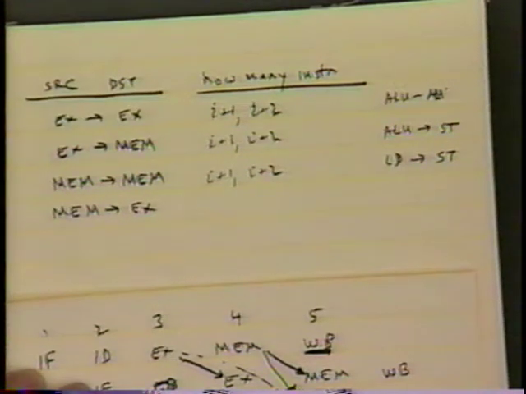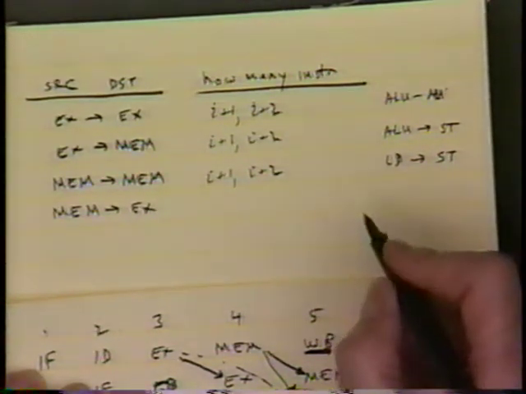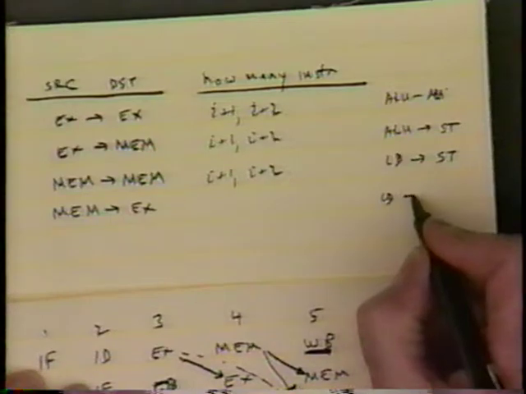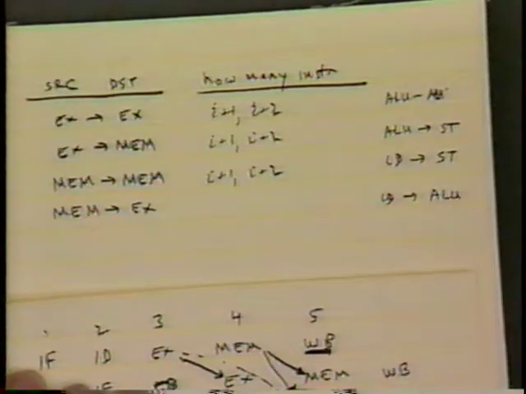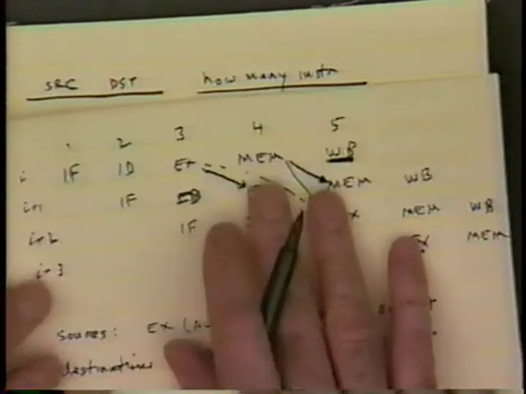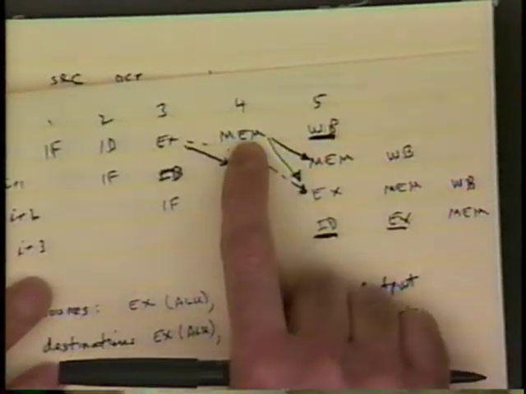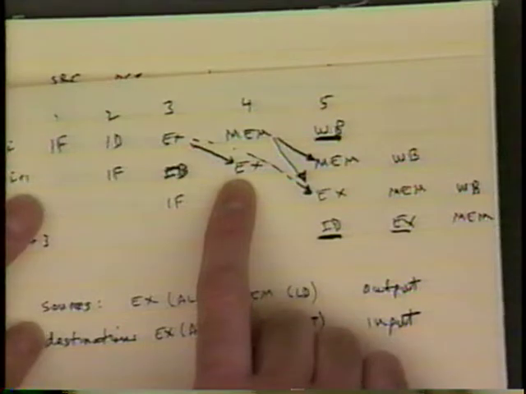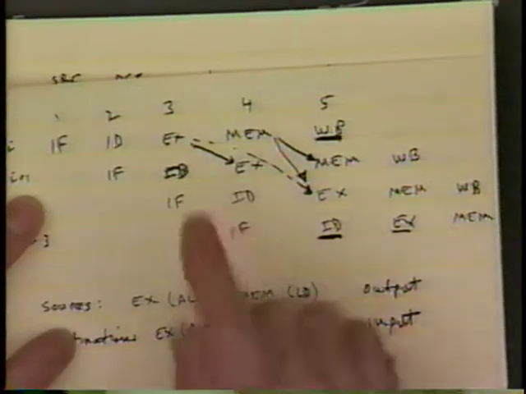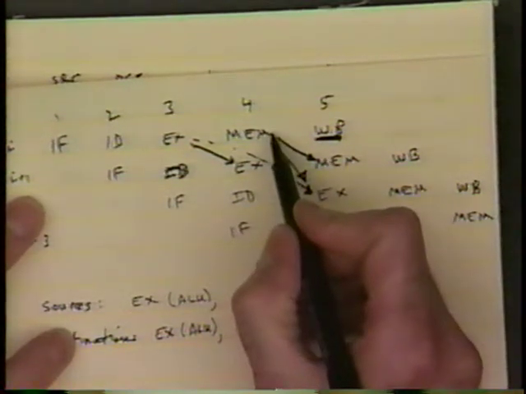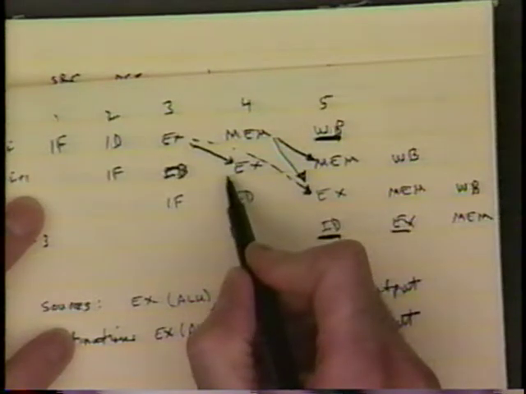The last case is mem to execute. And that's the case of a load instruction followed by an ALU instruction that uses its result. So if we look at that, the result is available in mem. In order to be able to use it in I+1, we'd have to get it to the beginning of the execute cycle. So somehow we'd get it from the end of this mem cycle to the beginning of that execute cycle. No can do.